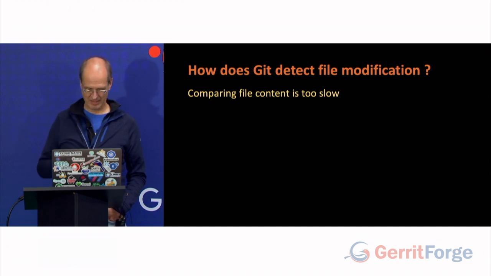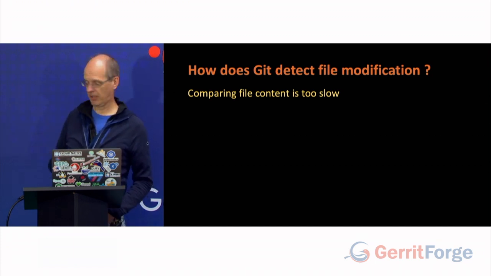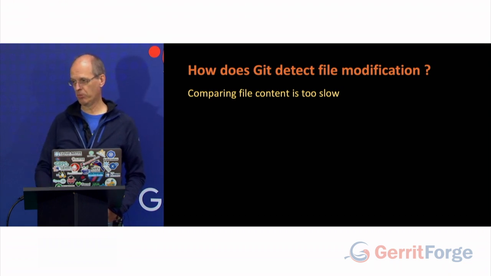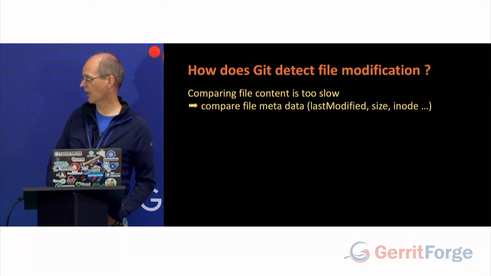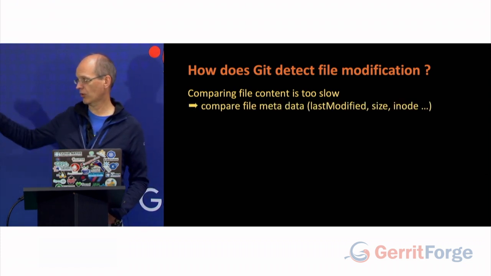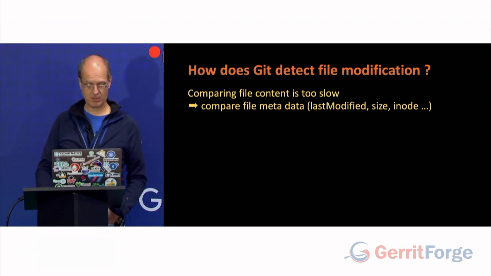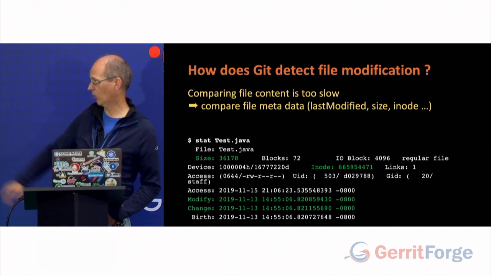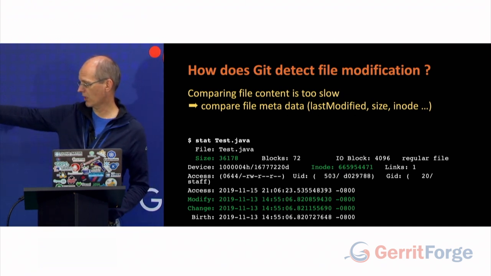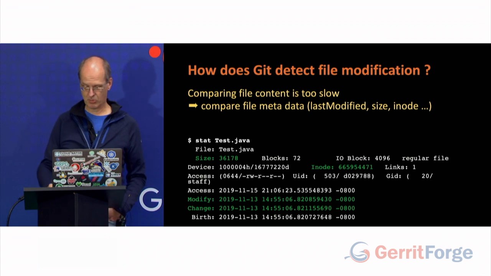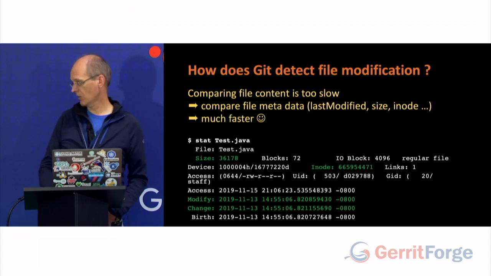So let's go one step back. How does Git detect file modification? So the naive approach would be to compare the file content, but that's too slow. So what Git does, it compares file metadata, so last modified, size, inode, and so on, which is much cheaper to get from the file system. So that's how it looks if you run a stat just on the file. So you get the size, you get the inode, and you get 2 modification timestamps. And this is much faster.